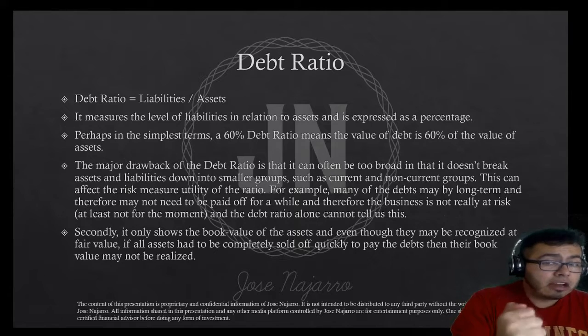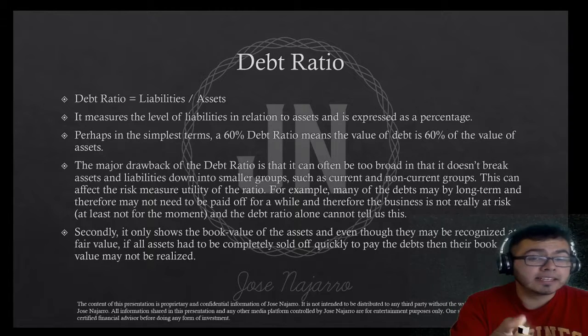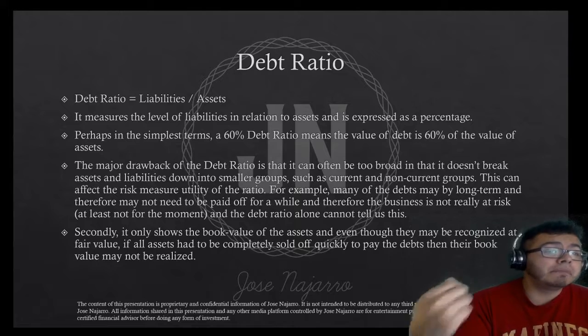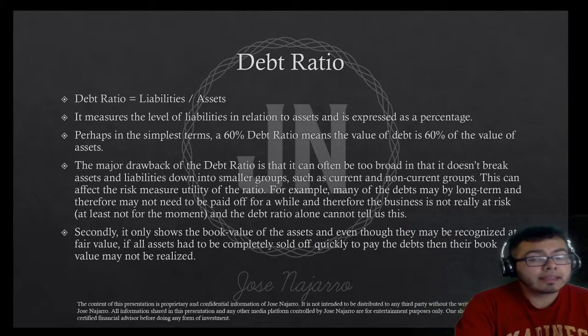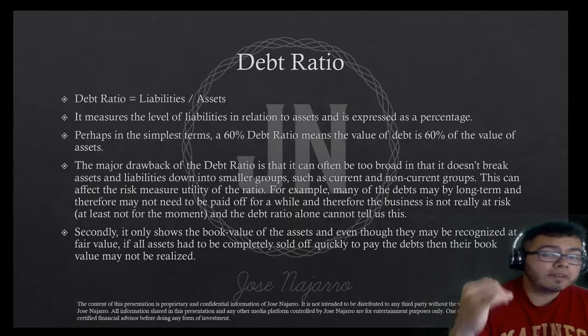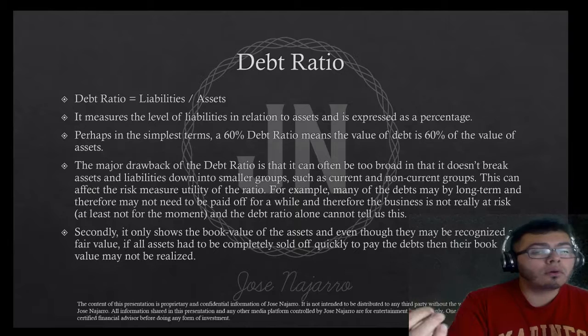If the debt ratio was higher than 100%, then that means that liabilities are higher than assets. And I would never want my liabilities to be over assets, because that means that I am in the red. Like always, I would like assets to be higher. So if assets are higher, you want to have a ratio less than 1 or 100%.